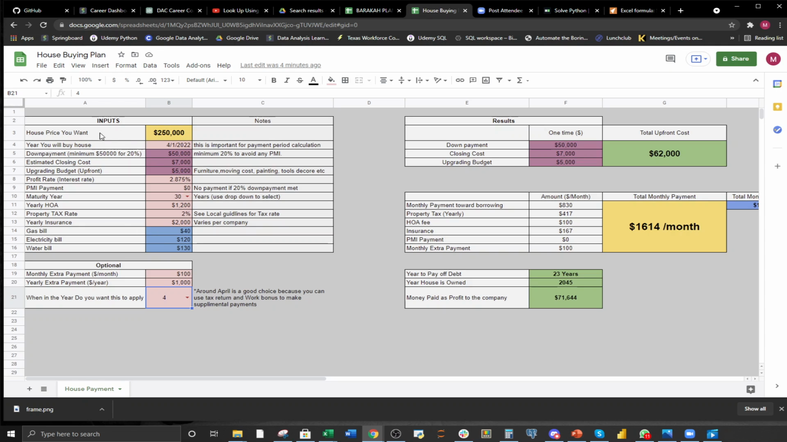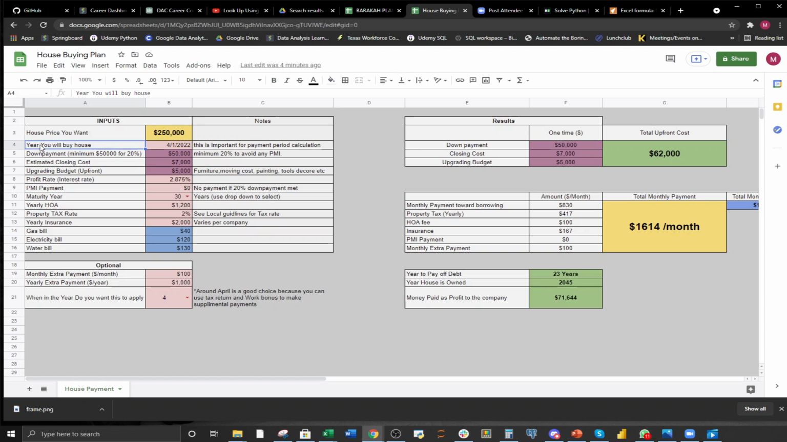We're going to start with the house price that you want. And this is going to come from either Zillow or whatever app you're looking into to be able to see the house prices in the market. You can always put the listing price in here, but just know that depending on the market situation, sometimes you will end up paying more or less than the listing price. But for our sake, let's say a $250,000 house. That's what we want.